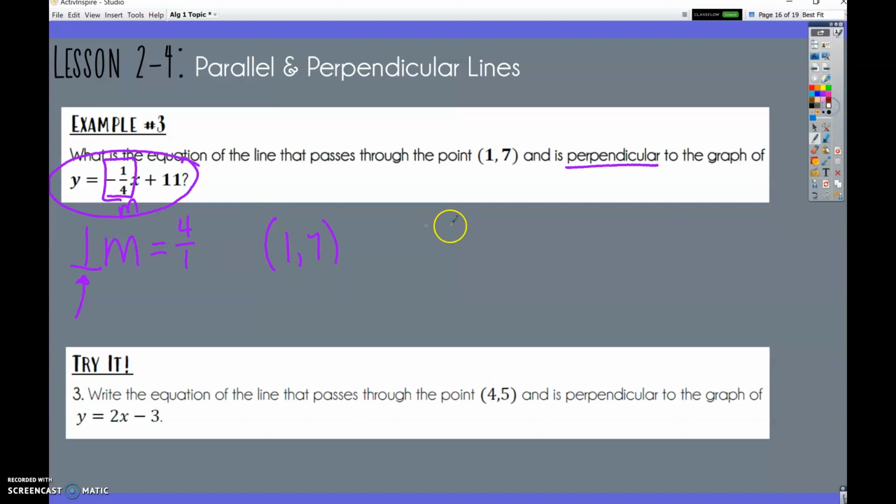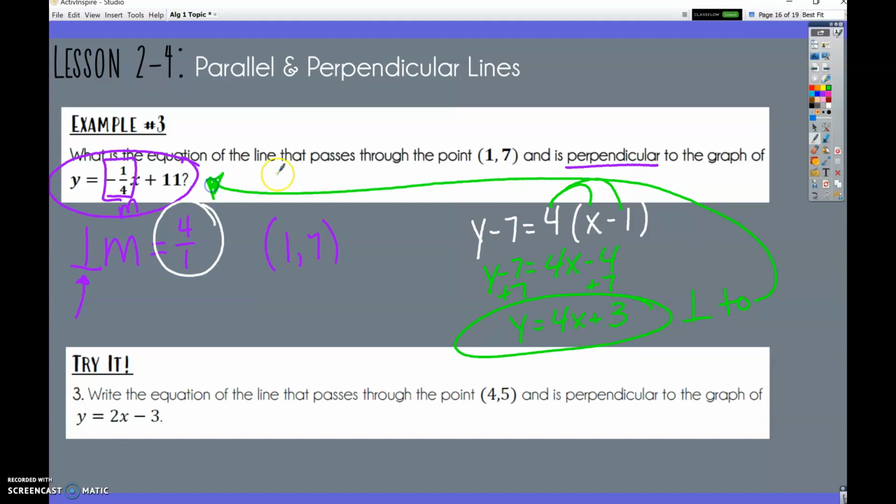Again, point slope is your best friend. If we can be efficient at creating those, it'll make our job a lot easier. Notice how 4/1 was my perpendicular slope, but I'm just going to write 4 for ease of multiplying. So now when I multiply my 4 through, I get 4x minus 4. And if I add 7 to both sides, I get 4x plus 3. This line would be perpendicular to the line they gave us, and also go through the point 1, 7.